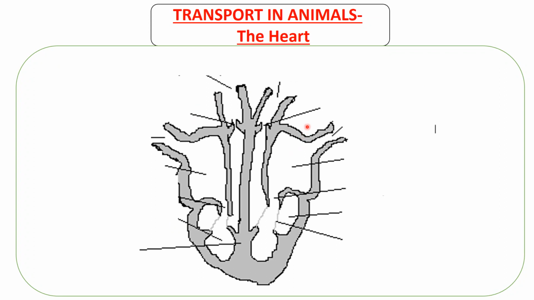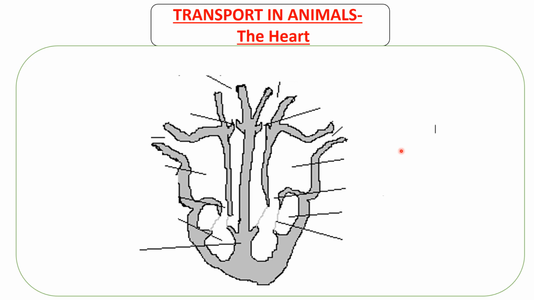So the heart. These are the main parts of the heart. By the way, when you look at the heart, there is the left side and the right side. The way the heart is drawn, it's like the horn of the heart is facing you. So your left is their right and your right is their left.